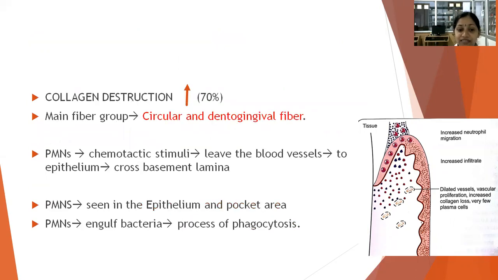Collagen destruction is also increased during the second stage, and the main fiber groups affected are the circular and the dentogingival fibers. The neutrophils, because of chemotactic stimuli, leave the blood vessels to the epithelium and cross the basement lamina. PMNs are seen in the epithelium and in the pocket area.